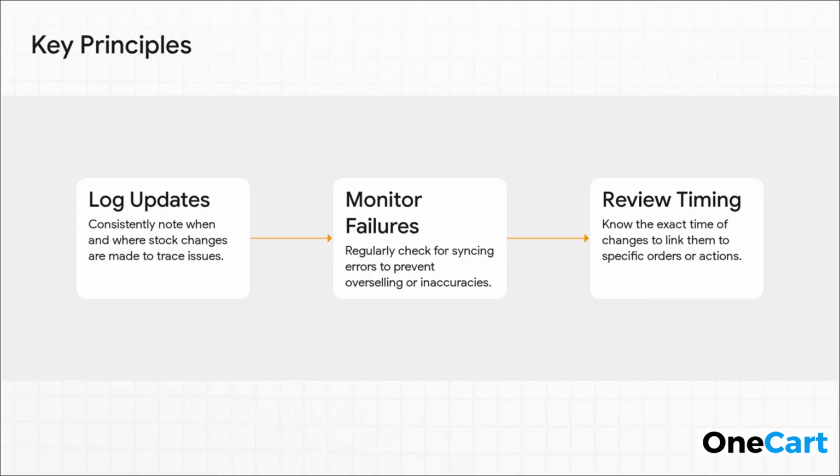First up, log every single update, consistently. This creates your audit trail. Second, you have to actively monitor for failed updates. Seriously, these are like the silent killers of stock accuracy. Just one sync error can directly lead to overselling. And third, review the timing. Knowing a change happened at precisely 2:05 p.m. is the huge difference between just guessing and actually knowing it was tied to a specific order or action.